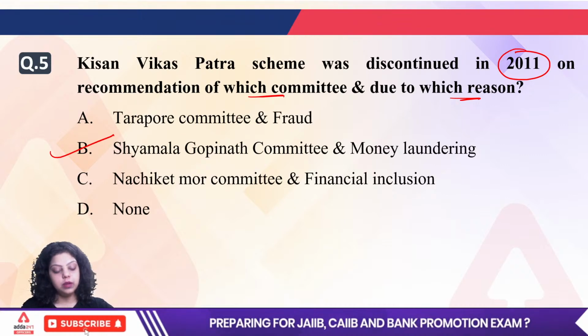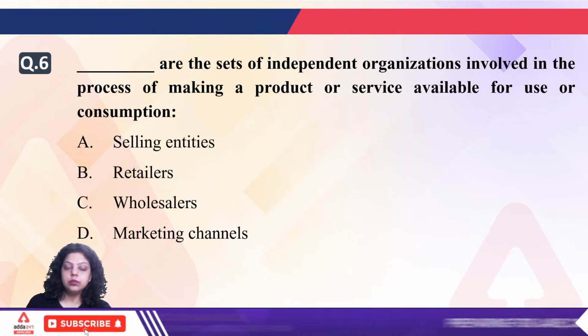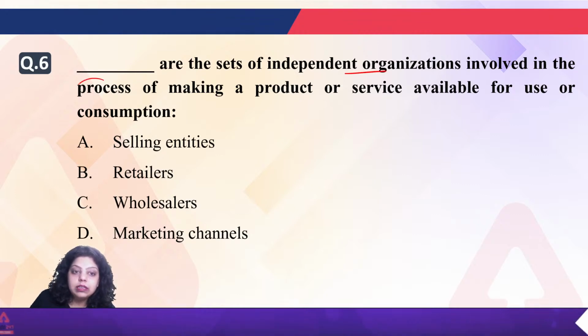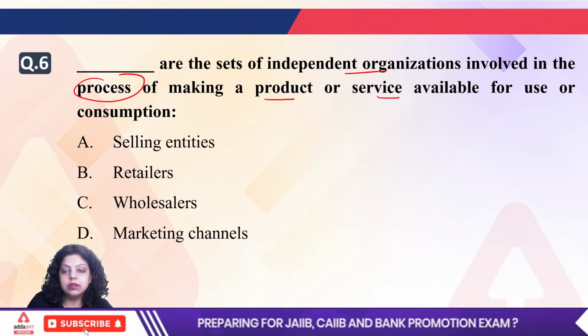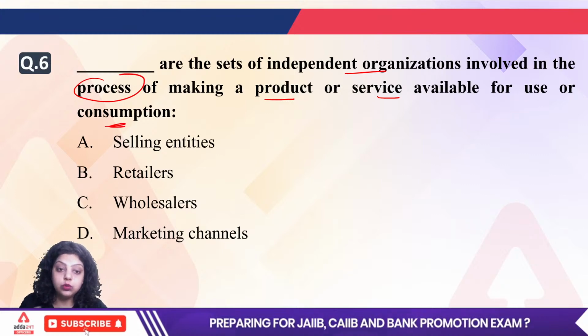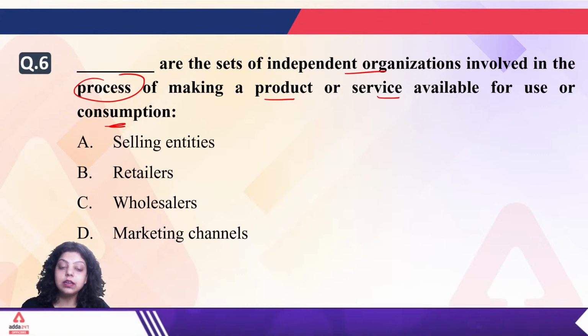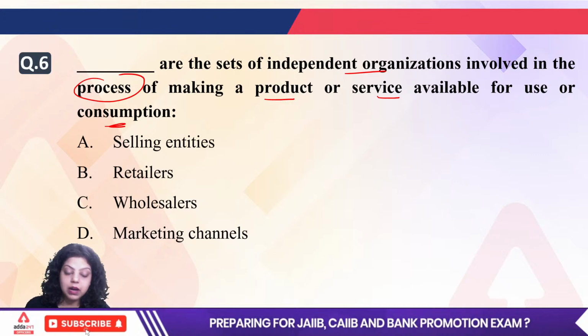Okay, now next is dash are the sets of independent organizations involved in the process of making a product or service available for the use or consumption. So first is saying, is it selling entities? Second is saying retailers. Third is saying wholesalers. Fourth is saying marketing channels.